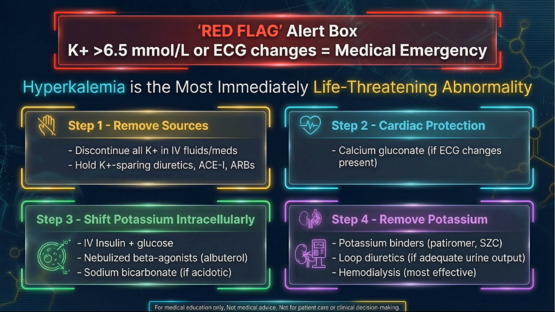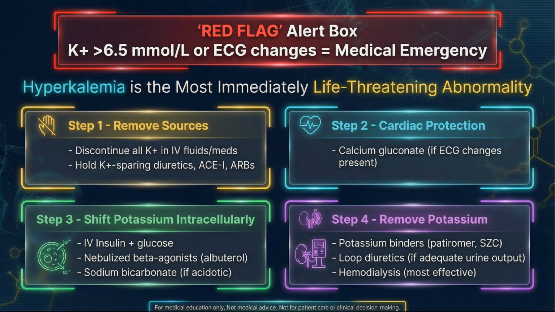Step 1 is to immediately remove all sources of potassium. This means discontinuing any potassium in IV fluids or medications and holding any drugs that can increase potassium, such as potassium-sparing diuretics, ACE inhibitors, or ARBs.